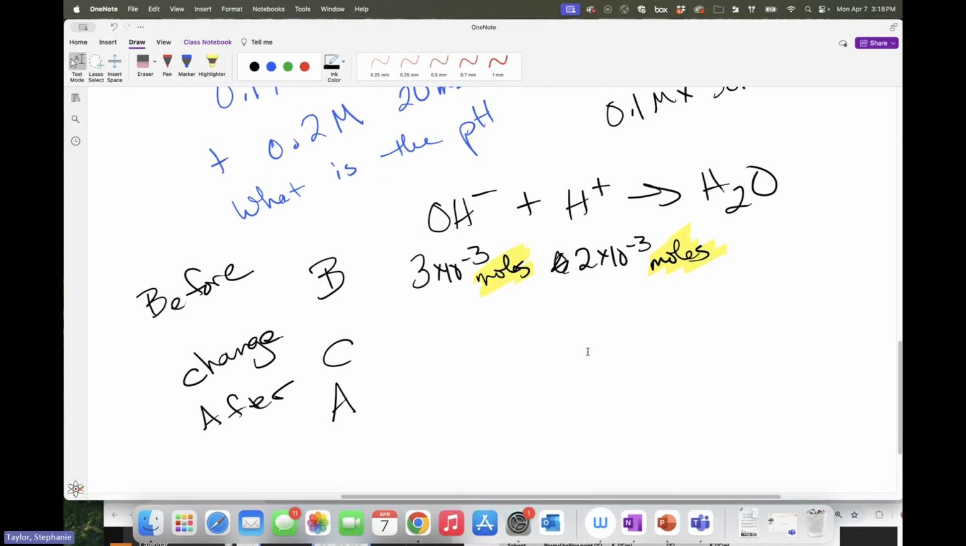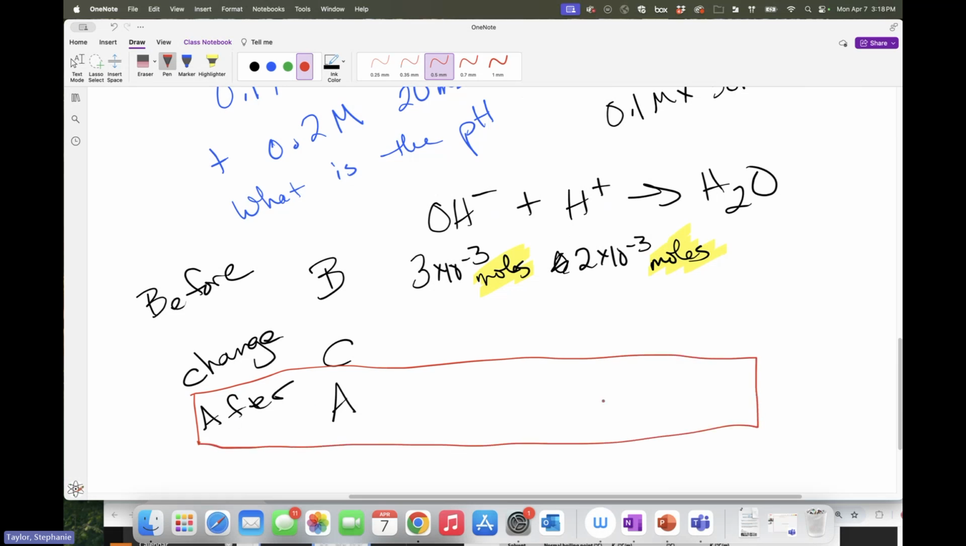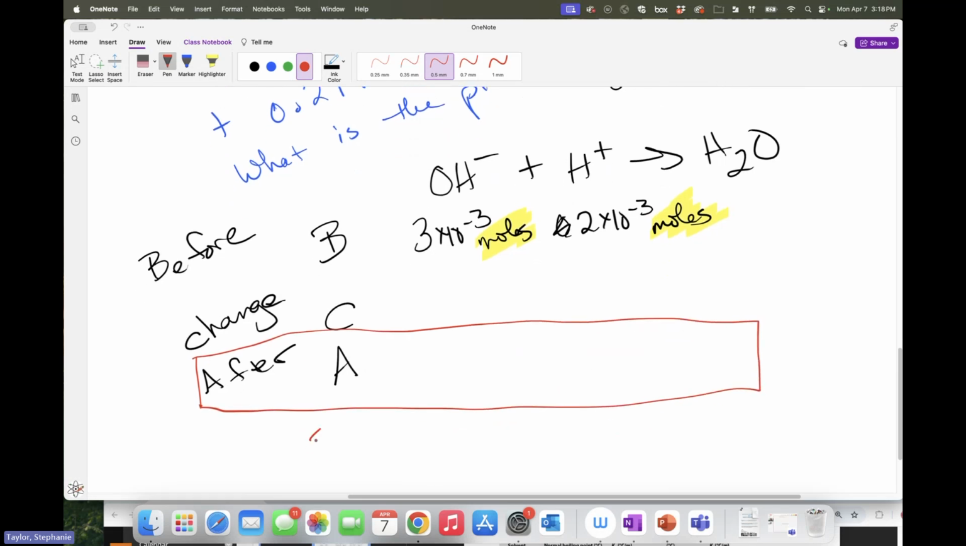Because I went ahead and started a calculation problem, I'm going to finish this calculation problem. After this calculation problem, I'll take questions from the chat. But I put up a BCA table, so I'm going to finish this. The whole idea with the BCA table is that somewhere in the after row, something in the reactants should be 0.